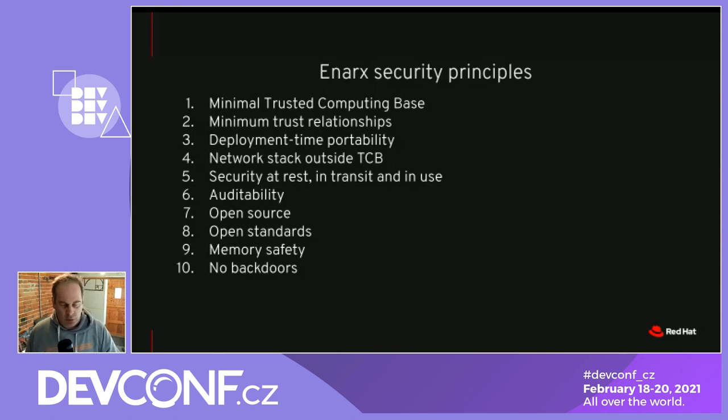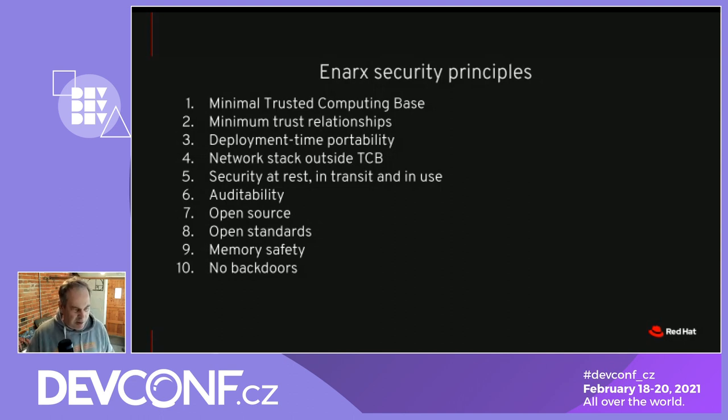Number six is auditability. If you're going to trust something, it needs to be auditable. And number seven, open source helps with that significantly. But also things about how you design it, how you document your designs, how you allow people and encourage people to look at those is something that we really care about. So number seven, open source, of course. Number eight, open standards. I talked about SDKs.